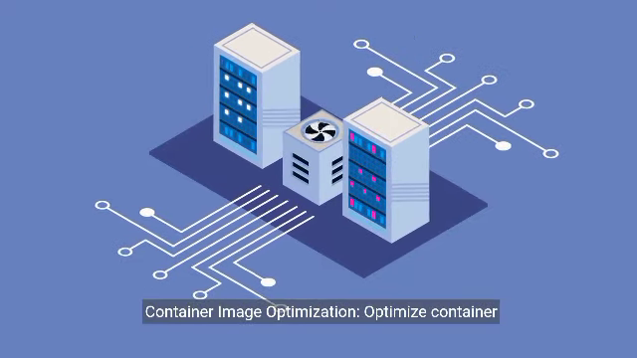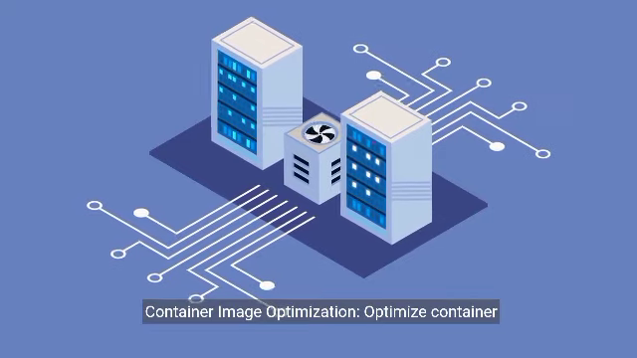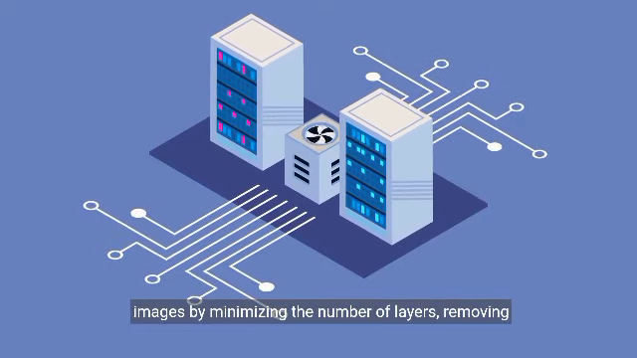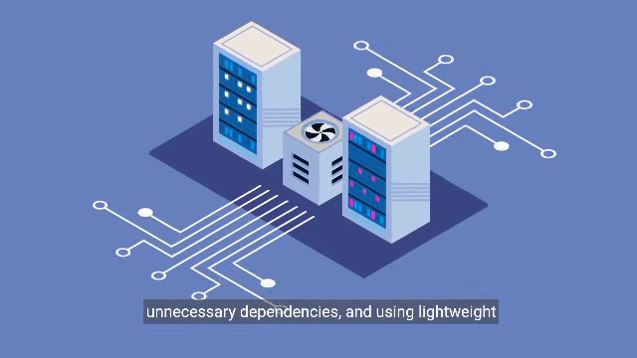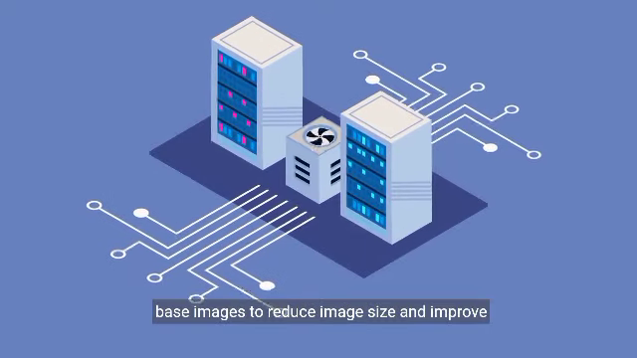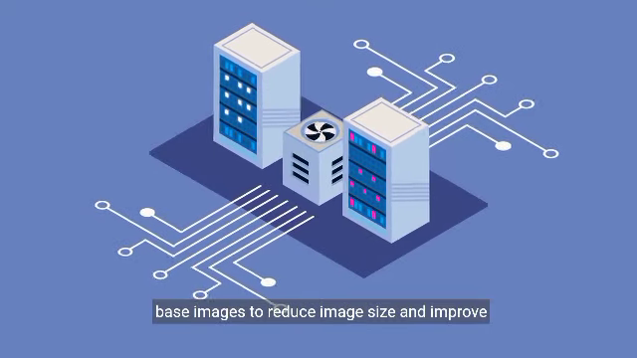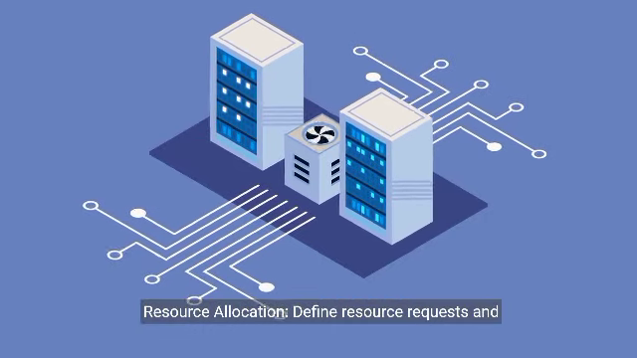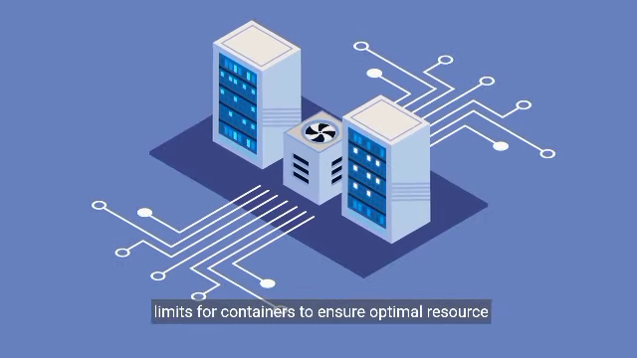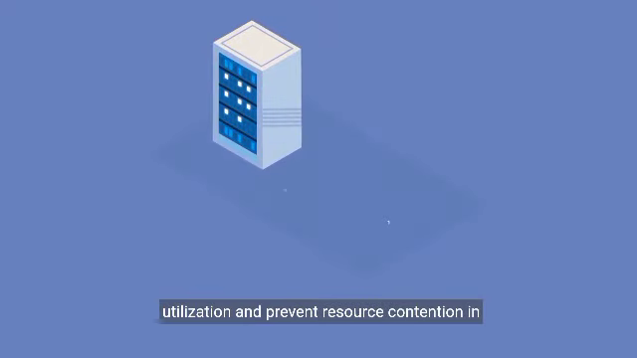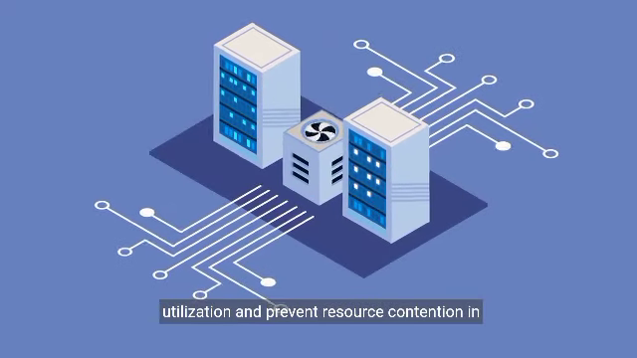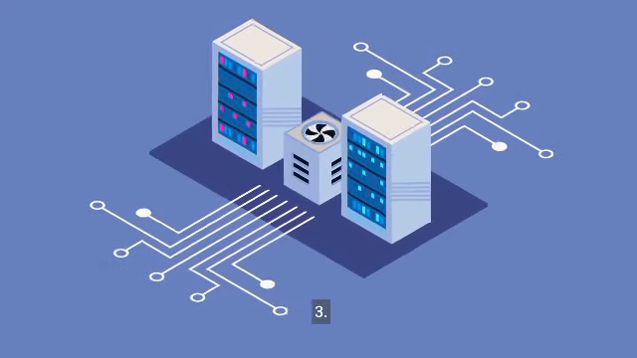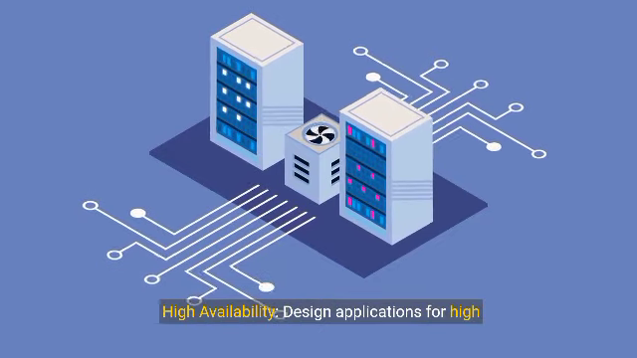Best practices for containerization and orchestration. 1. Container image optimization. Optimize container images by minimizing the number of layers, removing unnecessary dependencies, and using lightweight base images to reduce image size and improve startup times. 2. Resource allocation. Define resource requests and limits for containers to ensure optimal resource utilization and prevent resource contention in Kubernetes clusters.